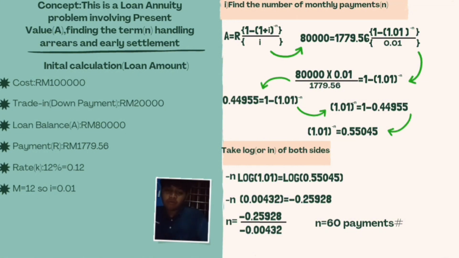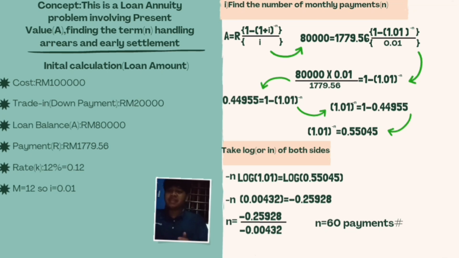Before we answer this question, we need to read the question first, because the question gives us a lot of information. From the question, we get the cost, which is 100,000, and the trade-in, which is 20,000. So the loan principal, which is A, is the cost minus the trade-in, so we get a loan principal of 80,000. The loan payment, which is R, is 1779.56, and the rate is 12% compounded monthly. Our periodic rate I is 12% divided by 12, or 0.01.